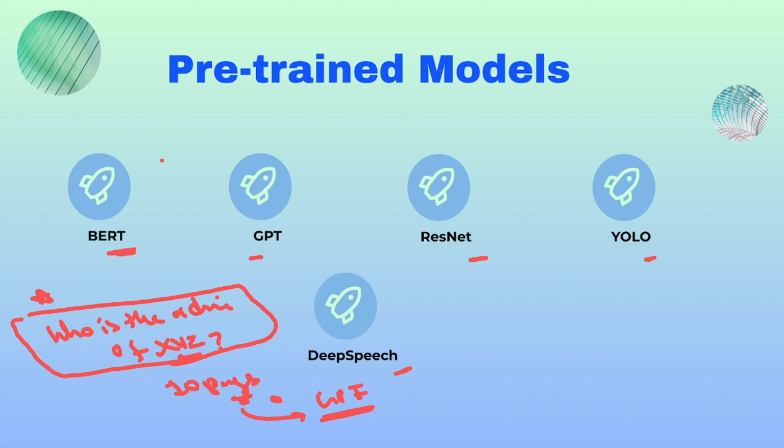This is also an important thing: all the pre-trained models have different goals. ResNet is for images, DeepSpeech is for speech. GPT is more famous for text summarization and chatbot development. BERT is mostly famous for various NLP tasks like sentiment analysis and classification. You can use any of these models to develop some good applications, and obviously you can learn a lot of things. So this is what a pre-trained model is.